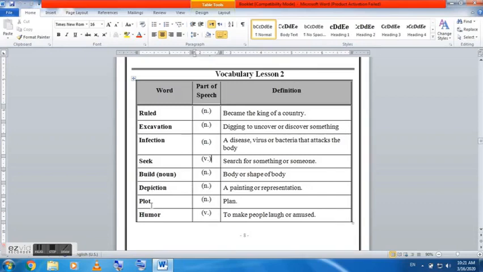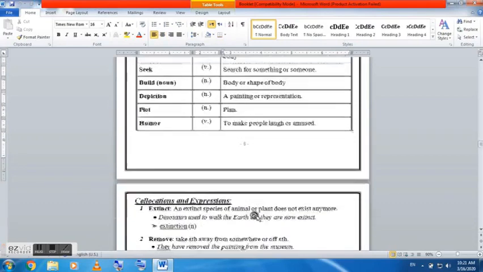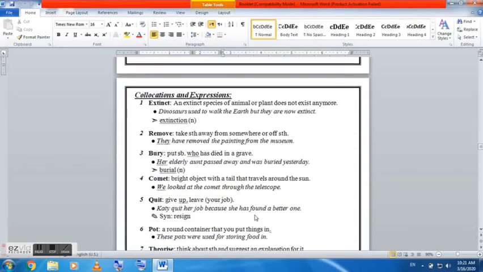Okay, then we have a plot, which is a noun as well, so it means a plan. Then we have humor as a verb, which means to make people laugh or be amused. Then we will move on to the locations and expressions. We start with the first one, which is extinct. An extinct species of animal or plant doesn't exist anymore, basically from a long time ago that we don't have anymore. The noun is extinction.